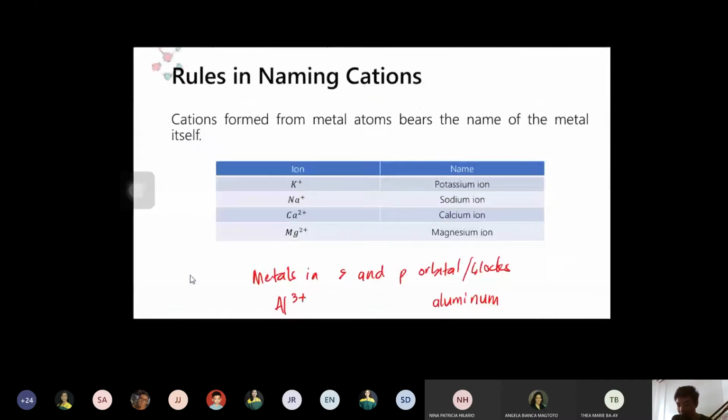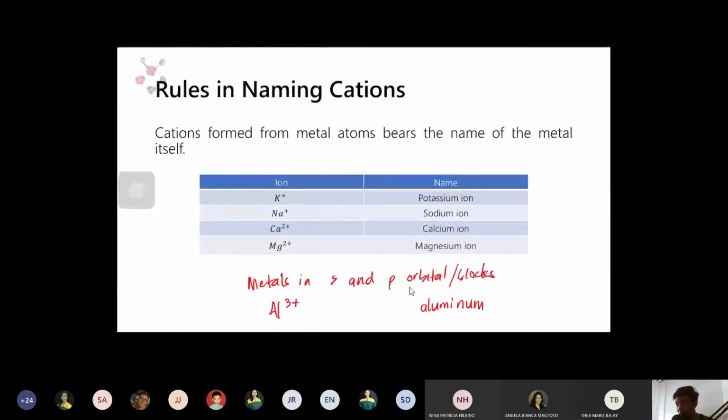So again, let's summarize the first rule. When your metal is found in the s and the p orbital, the name of the ion is the name of the metal itself. Yung pangalan ng ion in the s and the p orbital ay yung name ng metal mismo. Okay? So wala na tayong gagawing fancy-fancy doon.